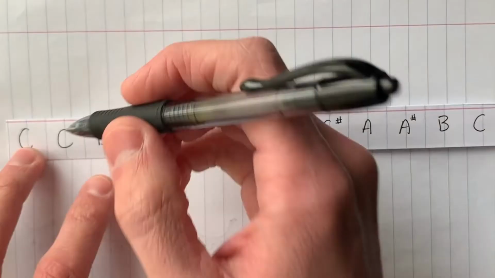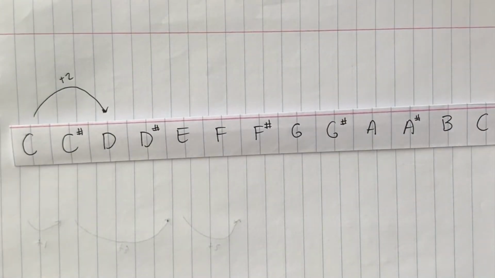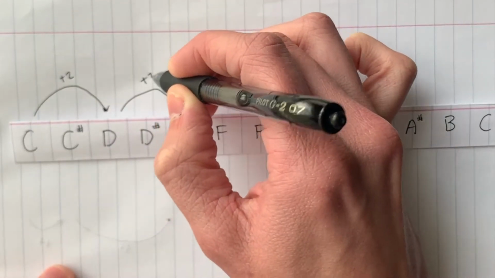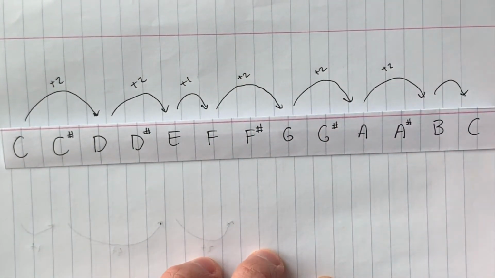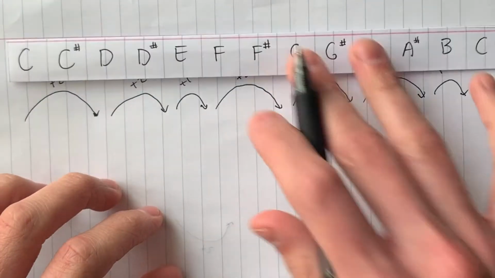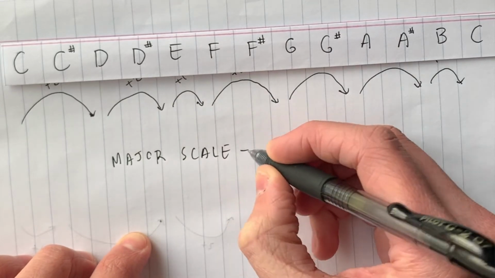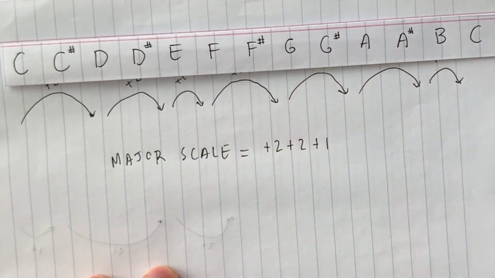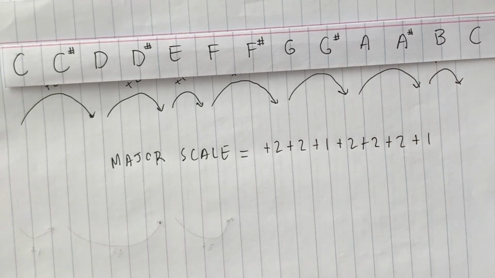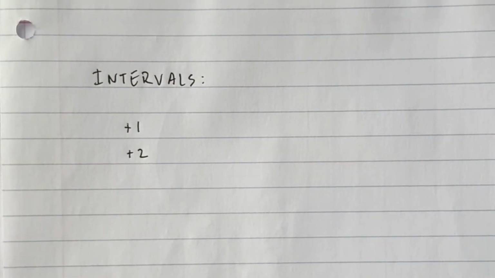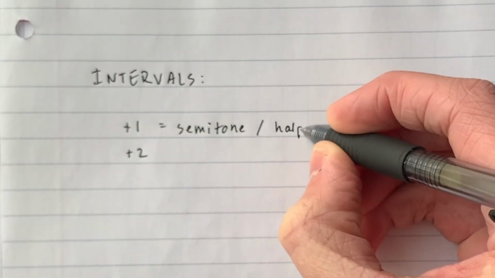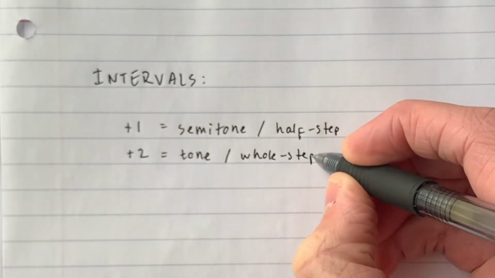Well, we see that to get from C to D, we need to go from C and add 2, and that would take us to D. Then from D to E, we need to go from D and add 2. Then we add 1, then 2, then 2, then 2, and finally 1 again to get back to C. So we could say that the major scale is defined by this set of directions: +2, +2, +1, +2, +2, +2, +1. In music, we call the difference between two notes an interval. And the two smallest intervals are +1s and +2s, which are called semitones or half steps, and tones or whole steps.